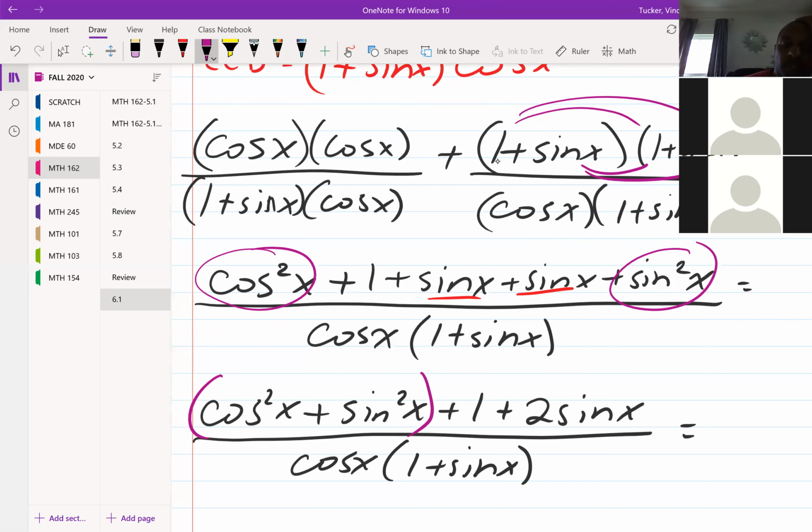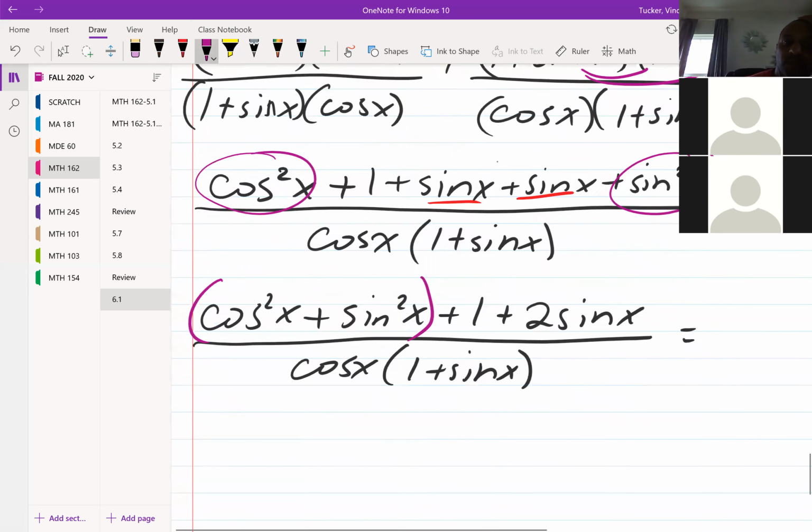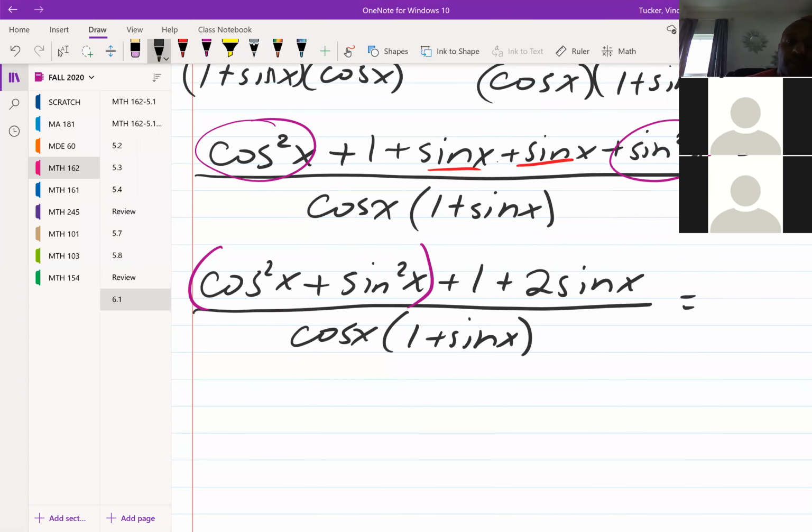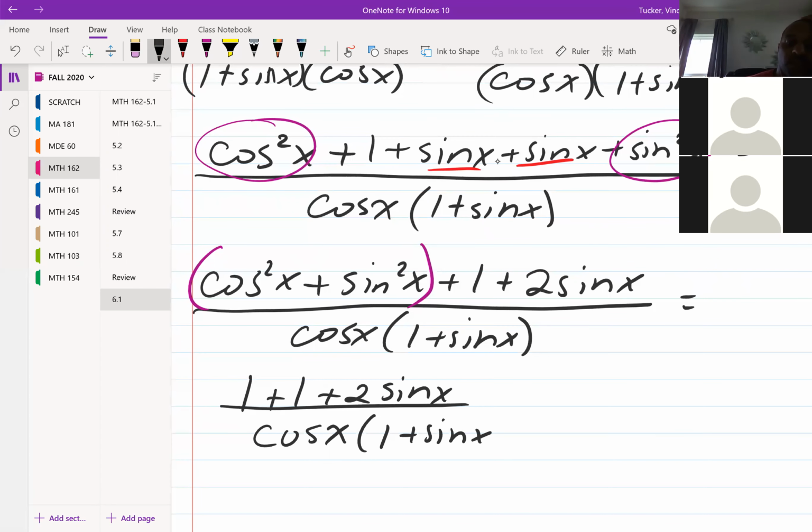So that cosine squared plus sine squared is equal to 1. That goes back to your Pythagorean identity. Notice if you don't remember all of them, at least remember that one. That thing has come up like 3 times already within our examples. All right, 1 plus 1 is 2.